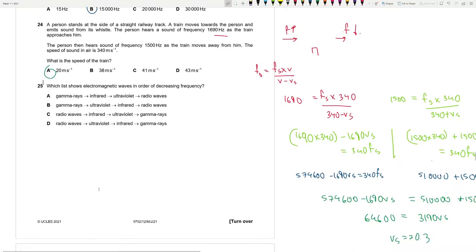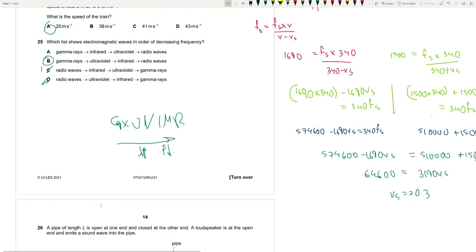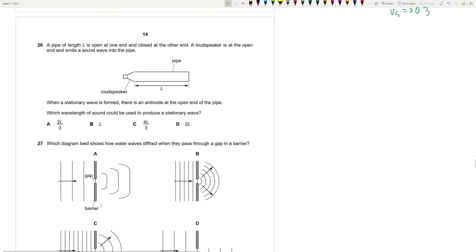25. Which list shows us the electromagnetic waves in order of decreasing frequency? Gamma, X-ray, UV, IR, that's the mnemonic. Gamma, X-ray, UV, IR. This is increasing lambda or decreasing frequency. So it should be gamma first, followed by ultraviolet, not infrared. So 25 is B.